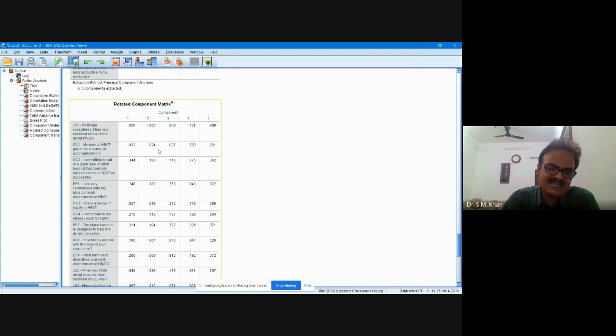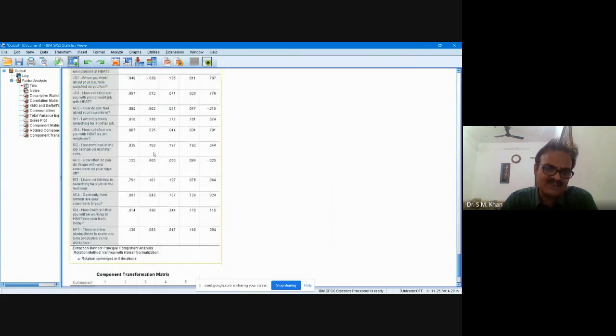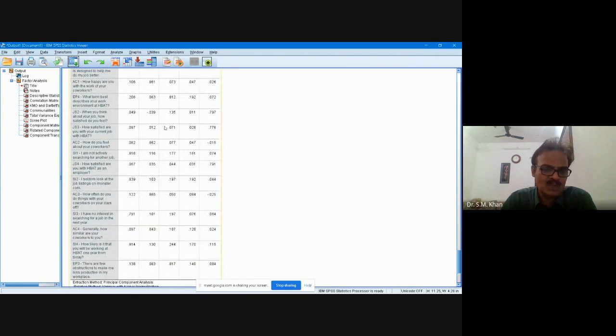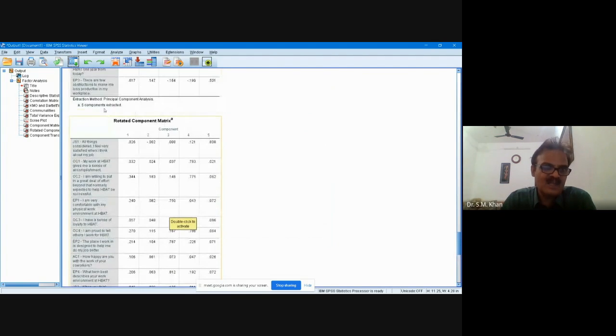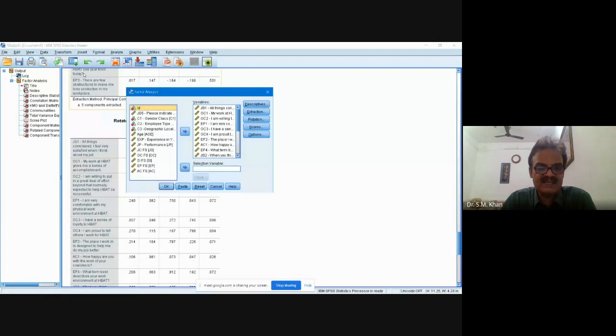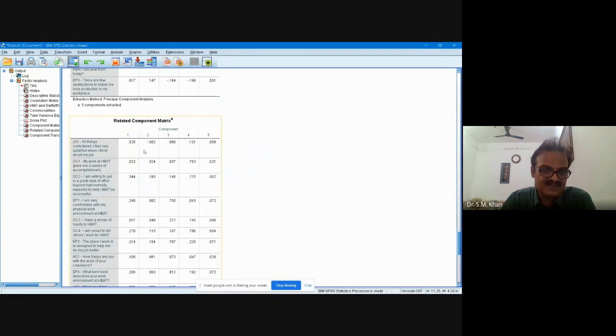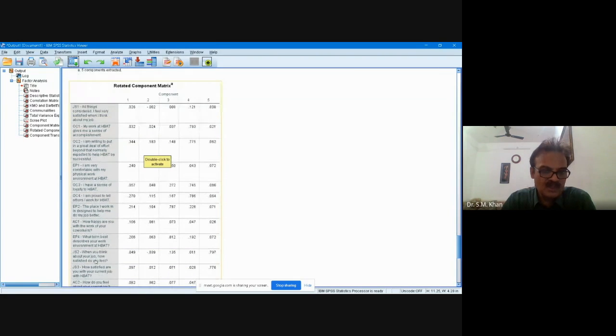Now this is a little bit confusing matrix. To make it very interesting, we need to do some more analysis. Now see, again you go to the factor analysis, then come to the options. If you see this analysis, see JS1 emerged on component 5. JS2 also emerged on component 5.